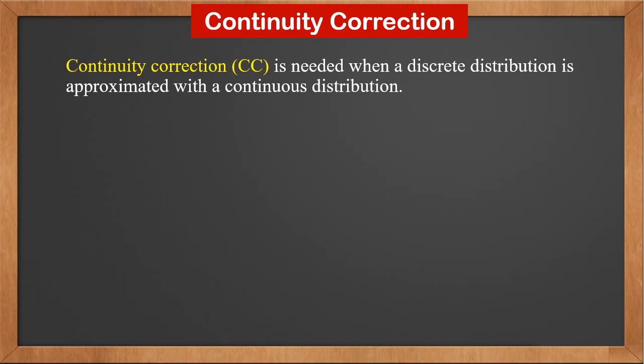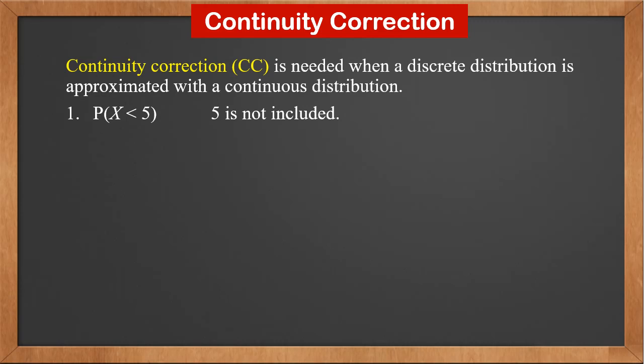Continuity correction, or CC, is needed when a discrete distribution is approximated with a continuous distribution, because for a continuous distribution, the probability that X exactly equals a value is 0. Remember, CC is only needed when you use normal to approximate binomial. If it's already normal, there's no need to use CC. Now let's look at all four cases.